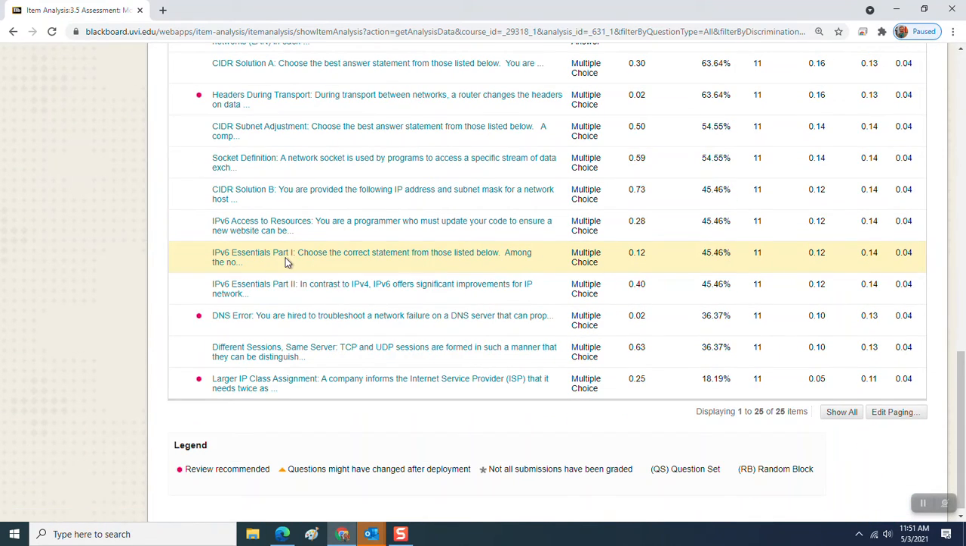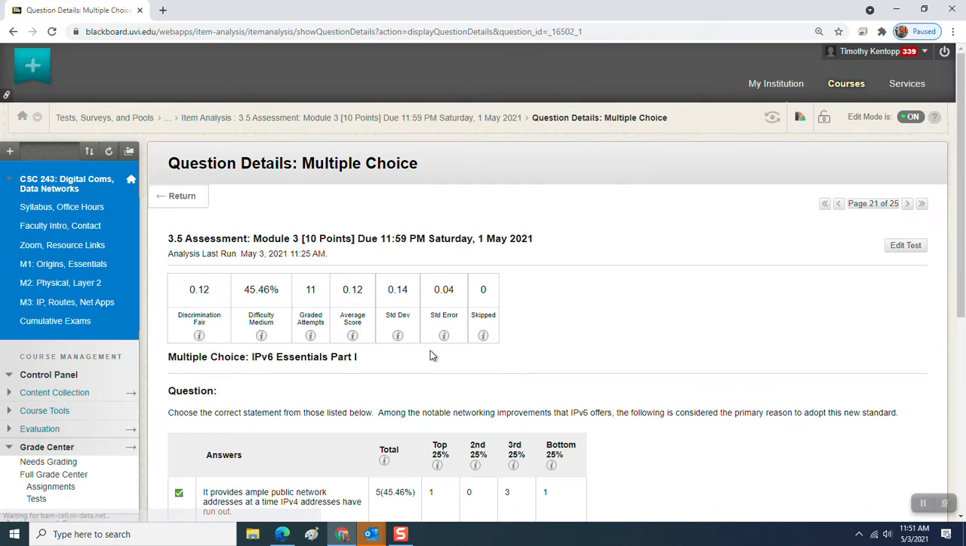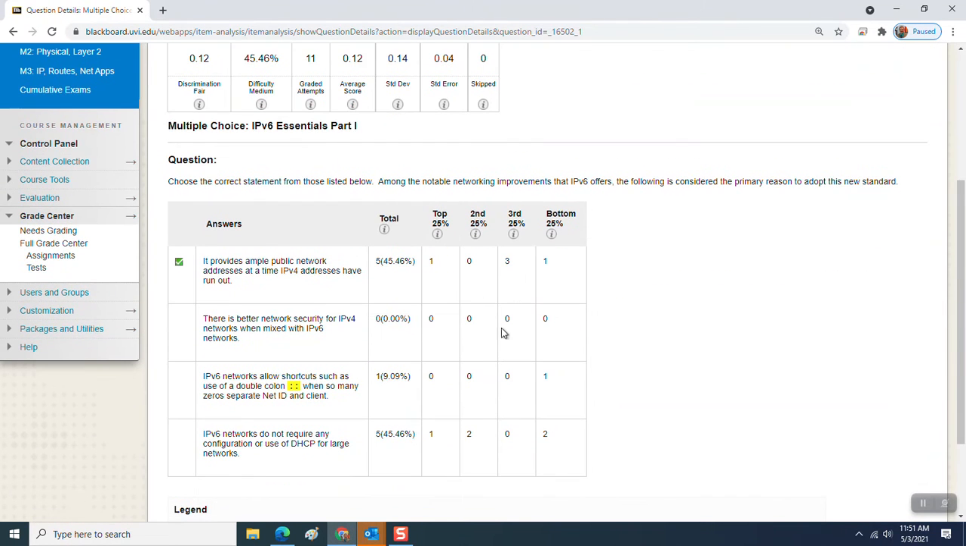IPv6 Essentials Part 1. Choose the correct statement from those listed below. Among the notable network improvements that IPv6 offers, the following is considered the primary reason to adopt this new standard. It provides ample public network addresses at a time when IPv4 addresses have run out. That's the single biggest reason why IPv6 was implemented.